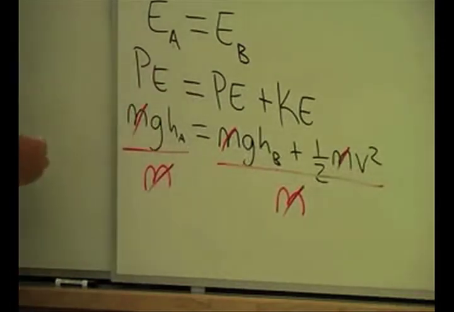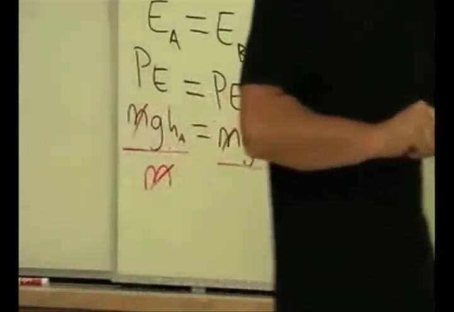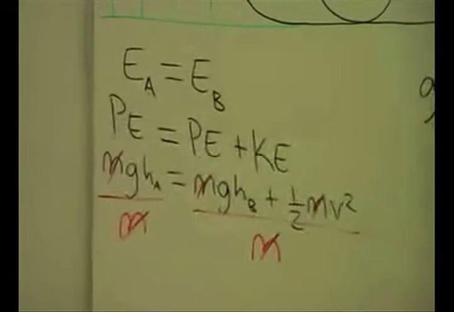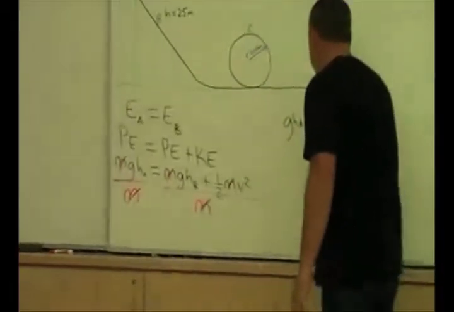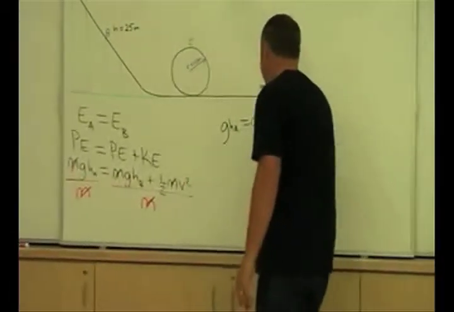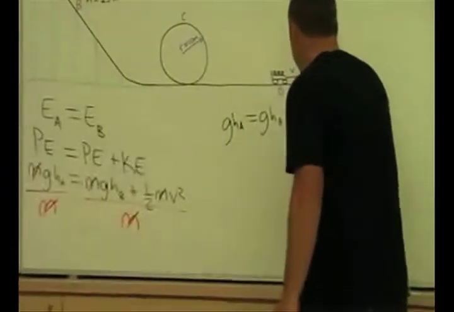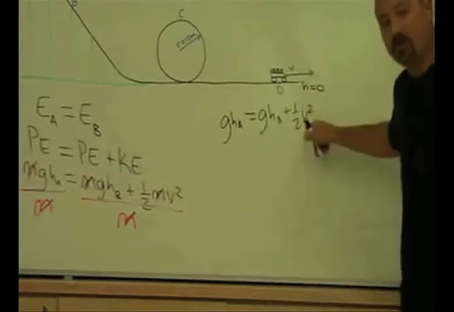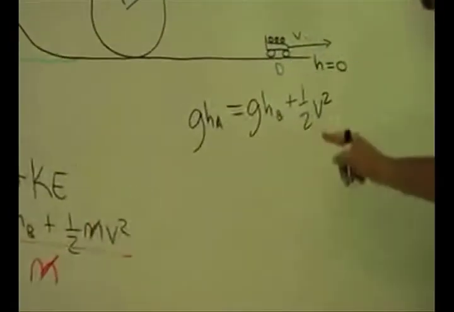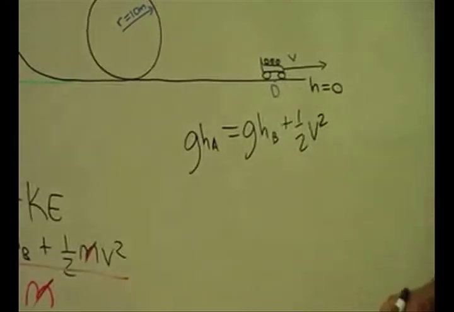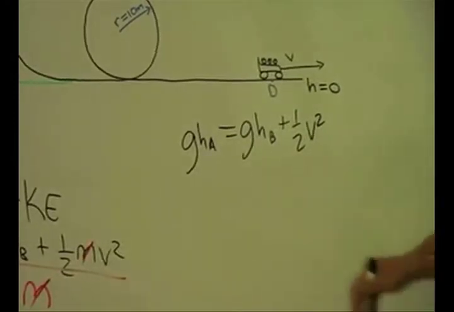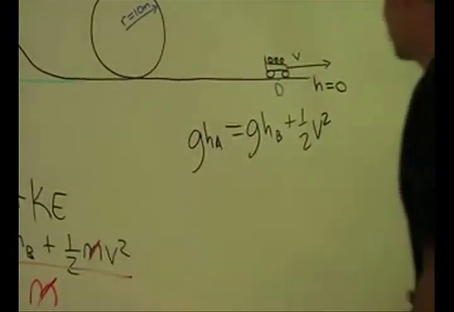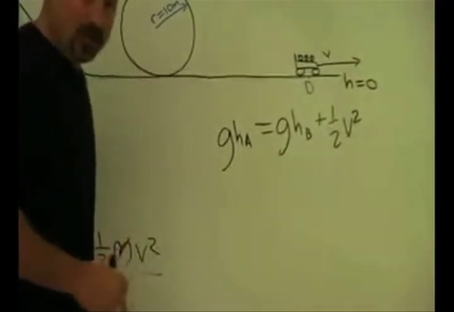Notice that the equation we have does not include the mass of the roller coaster. So we have g times the height at point A equals g times the height at point B plus 1/2 v squared. The speed of the roller coaster at point B is not determined by the mass. It's independent of mass. This is a very good thing, because that means the roller coaster will go the same speed whether large people or small people get on. So let's now put in the numbers and work this out.